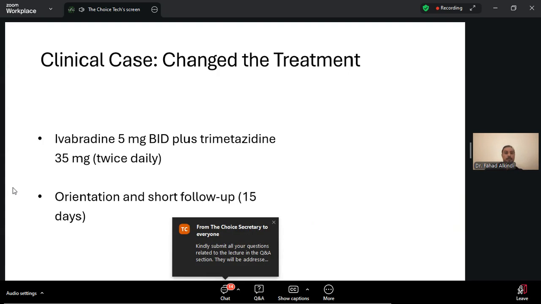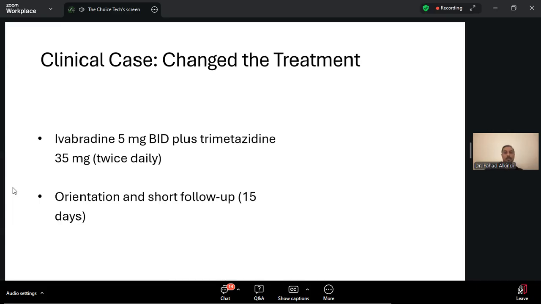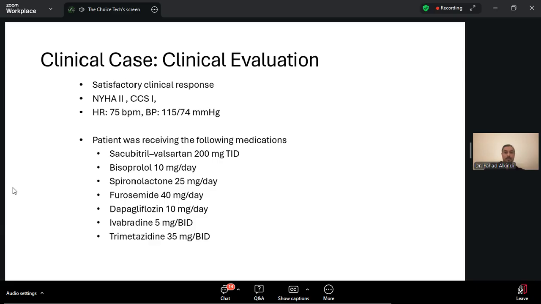So our patient was started on ivabradine 5 mg BID plus trimetazidine 35 mg twice daily. And this dose was up-titrated after 15 days. And in his last visit, his symptoms improved significantly from class 3 to class 1, with the rest of the anti-failure medication and a heart rate of 75 per minute.